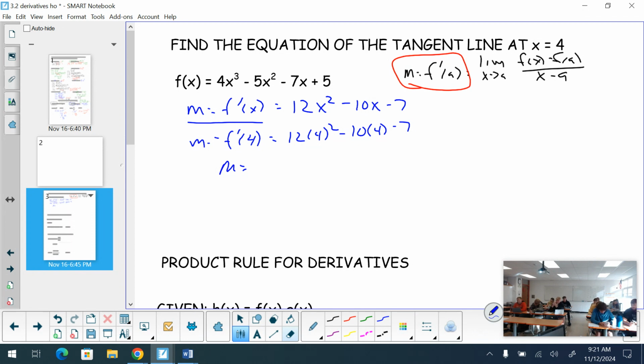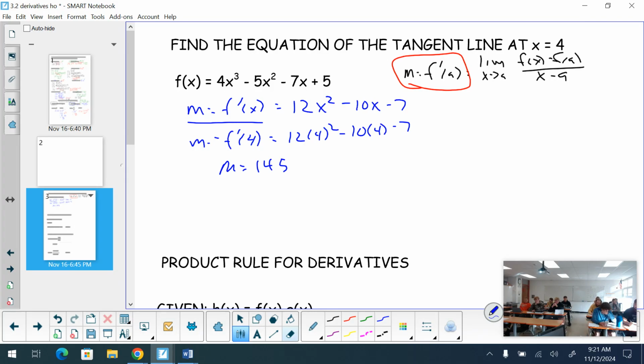Our slope comes down to what? Tristan, what's it come down to? The 145. I'm sorry, what? 145. 145? That's our slope? Oh, my bad. I forgot we squared 14, or 4 there. I was taking 4 times 12, 48, minus 40, minus 7. I thought we had a 1 there. I forgot we had that.